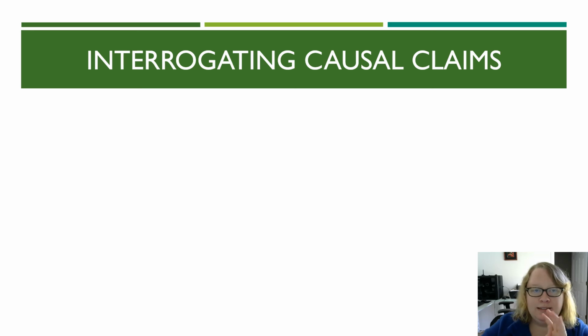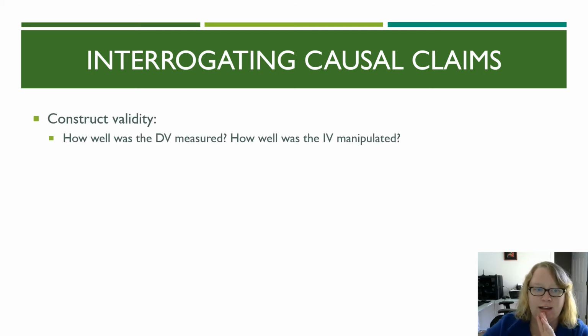Why don't you take a second, pause the video, and give a verbal explanation out loud to yourself of what those 4 types of validity are and what each of them is assessing. So take a minute and do that. Okay, so you've got your understanding of those 4 big types of validity, right? Now let's talk about how we're going to ask questions about each of those when you're doing a causal claim.